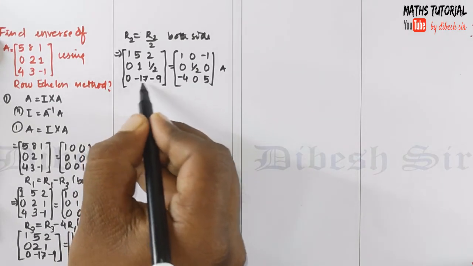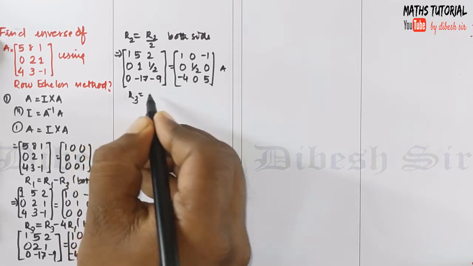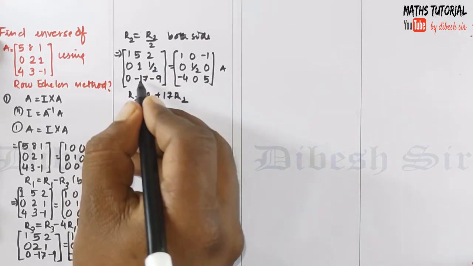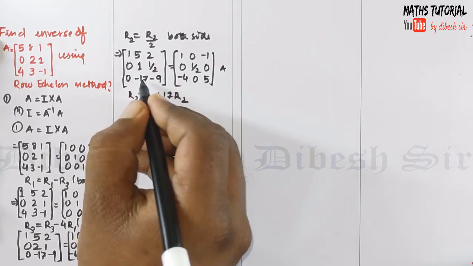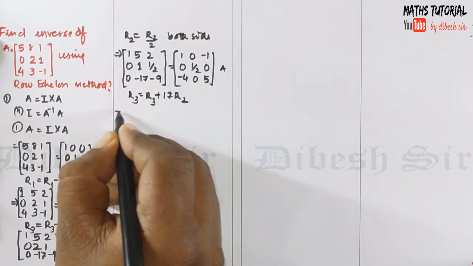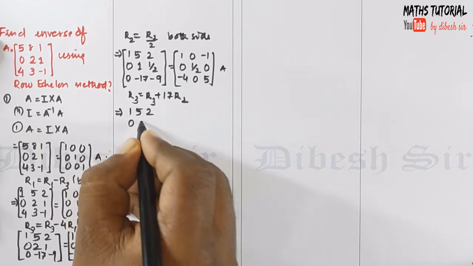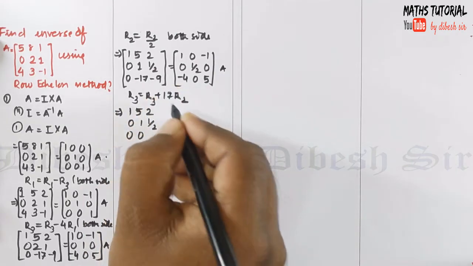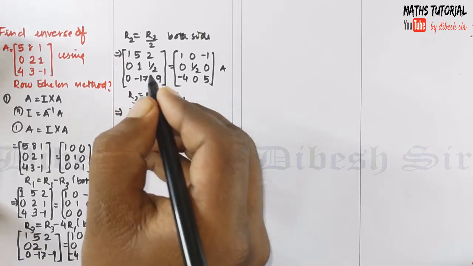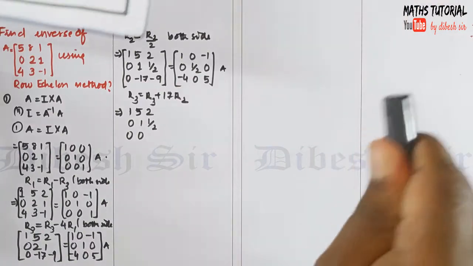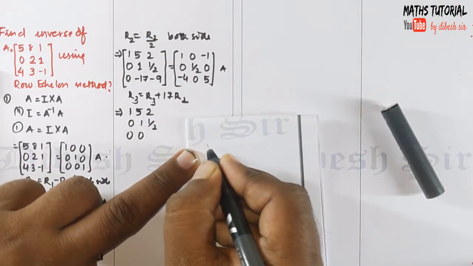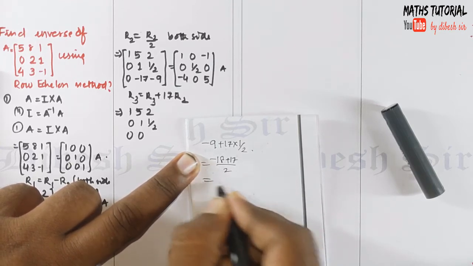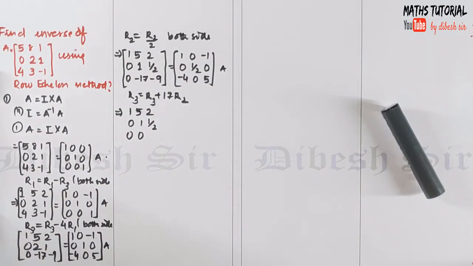Now you have to make this entry 0. So R3 is equal to R3 plus 17 times R2. Check it. R3 means minus 17 plus 17 into 1, so minus 17 plus 17 cancel out and you get 0. So this becomes 1, 5, 2, 0, 1, 1 by 2, 0, 0, minus 9 plus 17 times half. Perform it in rough section: minus 9 plus 17 into half gives minus 18 plus 17 by 2, that is minus 1 by 2.